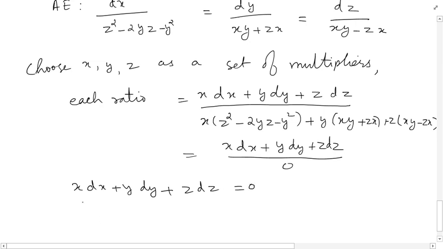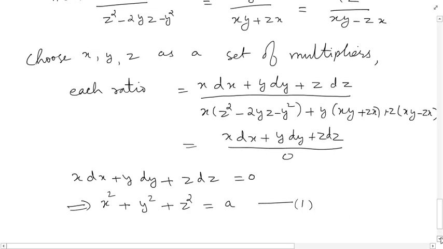Now integrating, we will get x square by 2 plus y square by 2 plus z square by 2 equal to a constant. I will take the constant to the right hand side so that we can write this as x square plus y square plus z square equal to another constant. I skipped some steps here, so you can verify that. So this is one solution of the auxiliary equation.